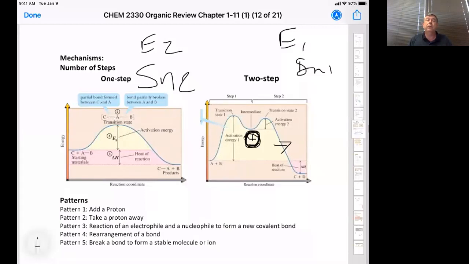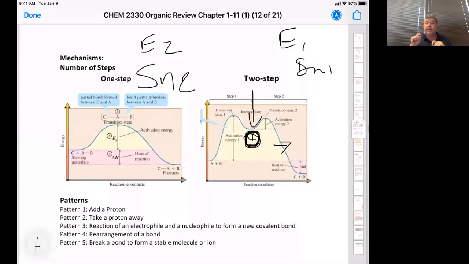You can rearrange. Remember, carbocations rearrange to make the most stable carbocation. Or you can break a bond to form a stable ion or molecule. That's what happens in the first step of your SN1 and E1 reactions. So there's only 5 things that we're going to look for happening in these reactions. And you take it back to the carboxylic acids. If we had an acid in there, we added a proton. If we had base in there, we took a proton away. Look at the enolates. We added base. We took a proton away to create a negative charge. All of these patterns happen in all of the mechanisms we use.